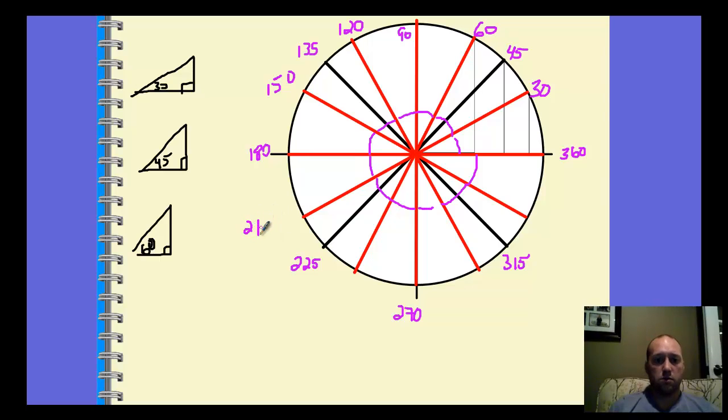210, 225 or 240, 270, 300, 330, and 360. So those are all of the angle measures of the unit circle that you're going to be learning tomorrow, but you have to be able to first build it, these angles.